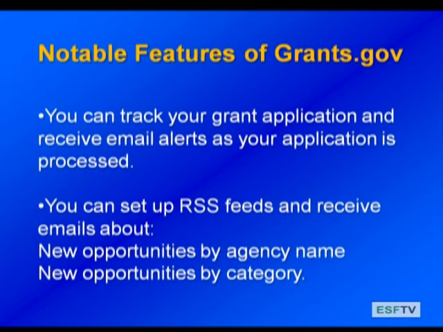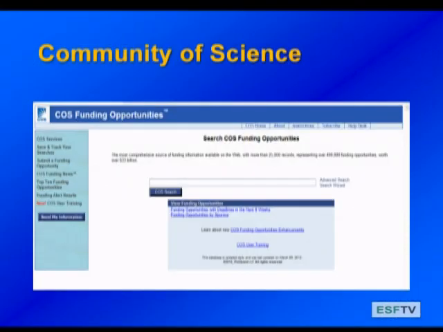Another neat feature of Grants.gov is that you can set up what are called RSS feeds, so that you can be automatically emailed when there are new opportunities by an agency name or by a category. You would go to Grants.gov, do an initial search, and then set it up so every time new grants are added to your search criteria, you'll be automatically emailed. So you don't have to keep going back into Grants.gov. Really nice feature.